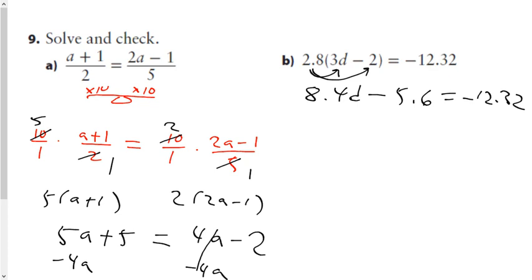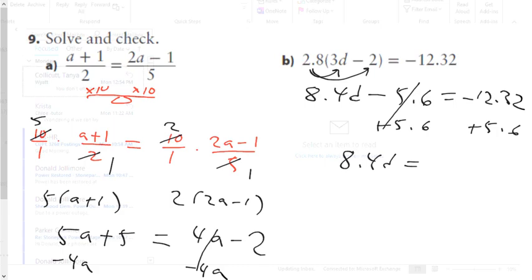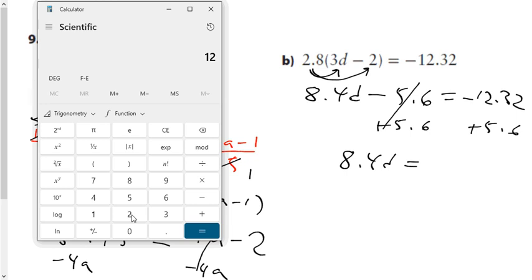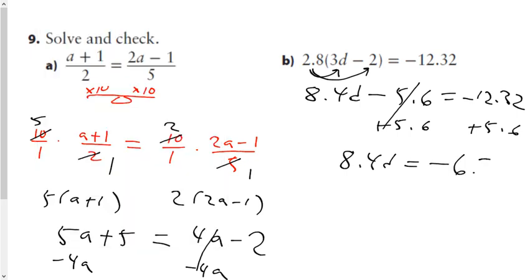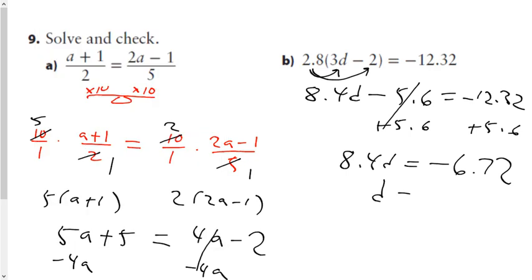We have a simple question now. Add the constant to both sides to get rid of it. 8.4d equals, oh, that's not the right one. No. Nope. Panic. Let's try this again. 12.32, I'm going to make that a negative, plus 5.6 equals negative 6.72. Divide that by the coefficient of 8.4. And the solution is d equals negative 0.8.